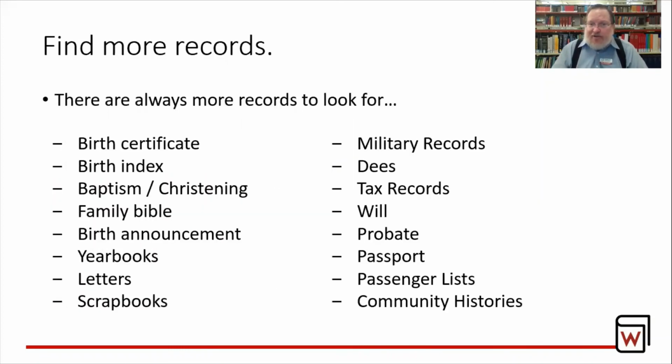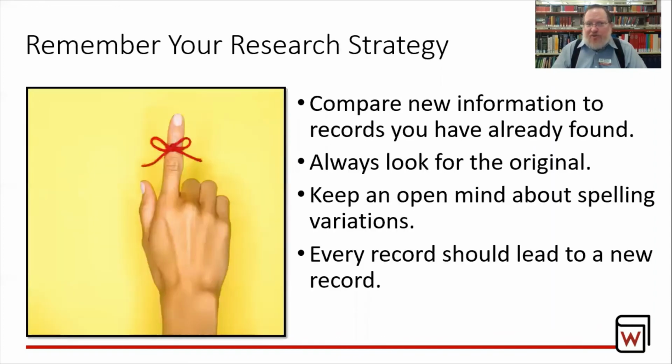There are more records that you might want to look at. We have birth, marriage, family records, probate, all kinds of different records that might help you. And also remember the search strategies. Compare any new information to records that you've already found as you search the census. Always look at the original record. Sometimes the person doing the transcription did not know your family as well as you did, and you can probably understand what the writing was better than they did.